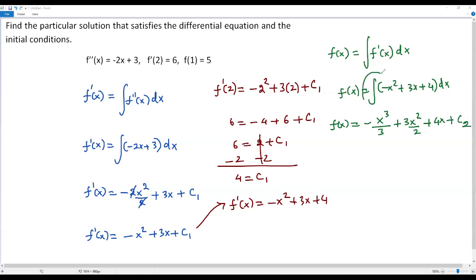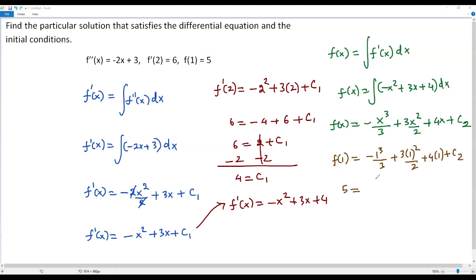So again, it's an indefinite integral. So I'm adding the constant of integration c2 over here. Now I can use the other initial condition, that is f of 1 equals 5, to evaluate the value of this constant of integration. So for that, what I have to do is plug in x equals 1 into the result over here. Okay, now let me do it. Then I'm getting f of 1 equals negative 1 to the third power over 3, positive 3 times 1 squared over 2, positive 4 times 1, positive C2. Okay, so the value of f of 1 is given in the question itself, that is 5.